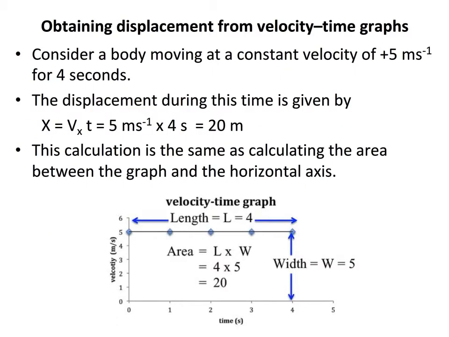Let's take a simple example. Consider a body that's moving at a constant velocity of 5 meters per second for 4 seconds. The displacement during that time is given by x equals the velocity times the time, so that's 5 times 4, and the displacement will be 20 meters. Graphically, that's the same as calculating the area between the graph and the horizontal axis.